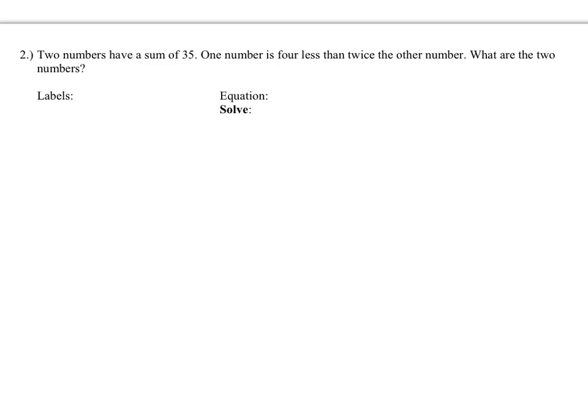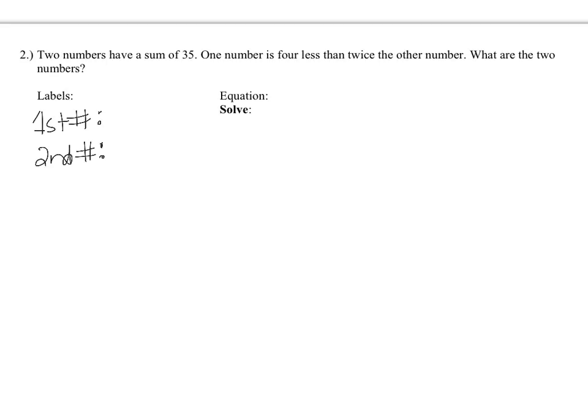All right, number 2. 2 numbers have a sum of 35. One number is 4 less than twice the other number. What are the 2 numbers? All right, so what we're talking about here is 2 numbers. So my labels are going to be first number, second number. So I'm going to say first number and second number.